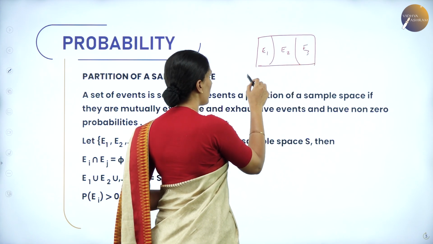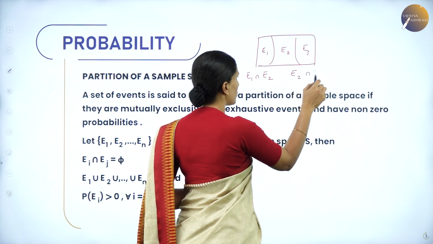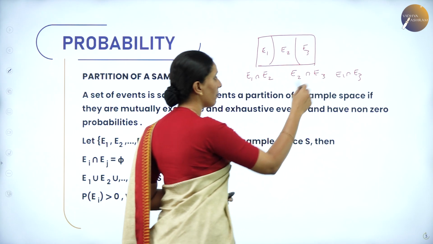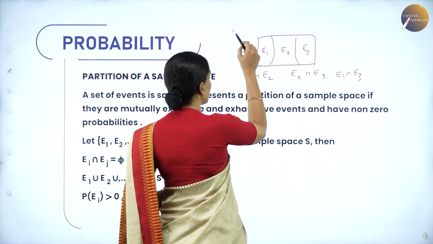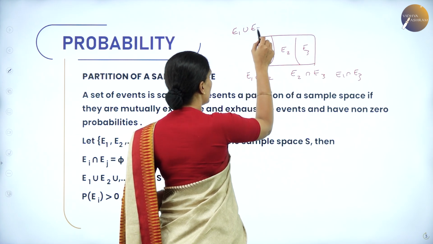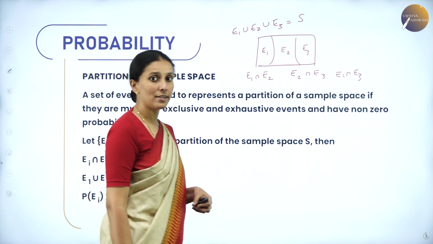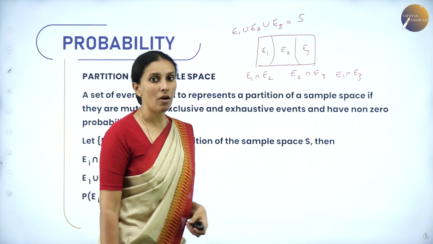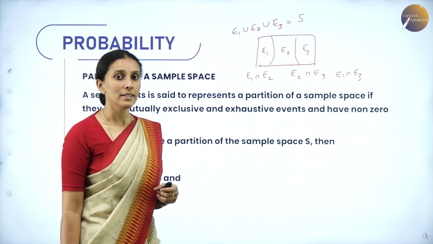So clearly, if you consider E1 intersection E2, or E2 intersection E3, or E1 intersection E3, they are pairwise disjoint. And if you take the union of all these three, that is E1 union E2 union E3, this is equal to the sample space, and the probabilities of all E1, E2, E3 are non-zero. That means they must be greater than 0.